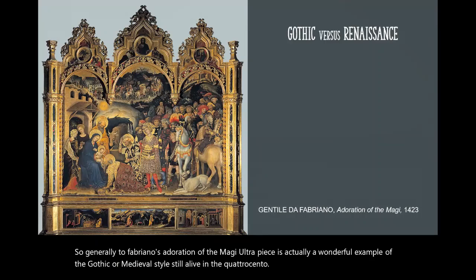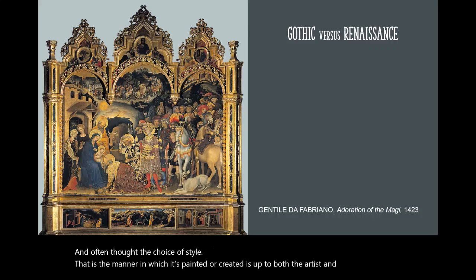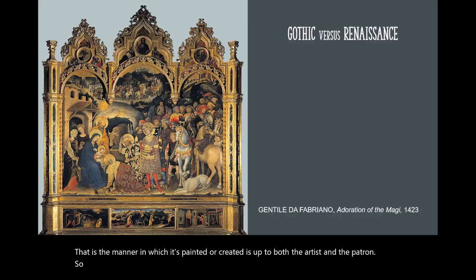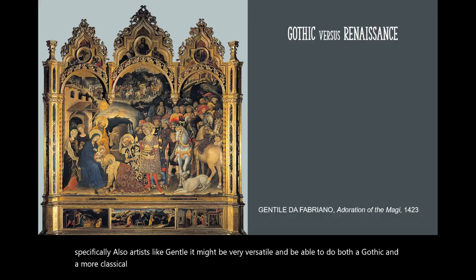And often the choice of style, that is the manner in which it's painted or created, is up to both the artist and the patron. So if Gentile becomes known for this style, a patron who prefers it might go to him specifically. Also, artists like Gentile might be very versatile and be able to do both a Gothic and a more classical humanist Renaissance style, depending upon the patron's likes and dislikes.